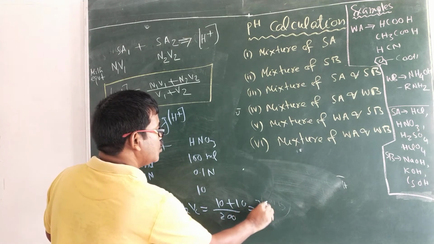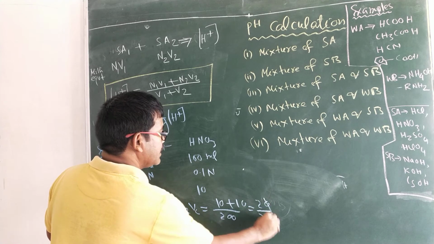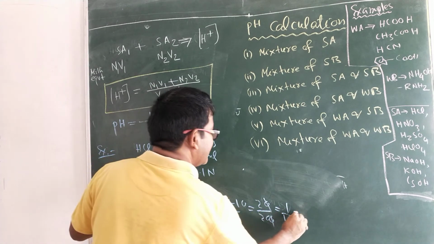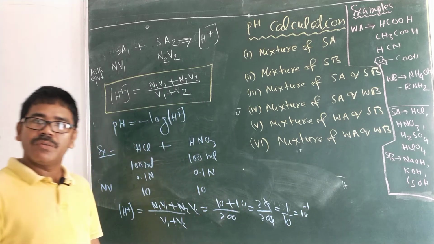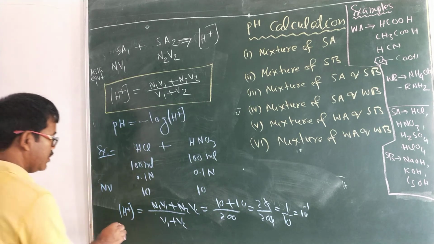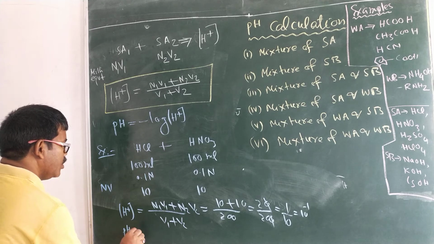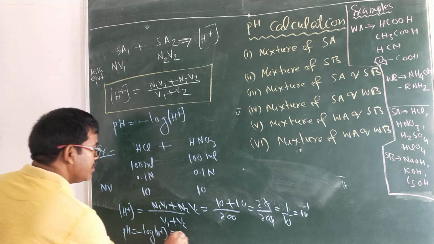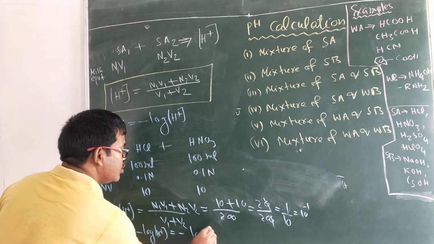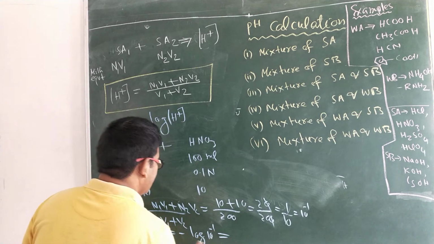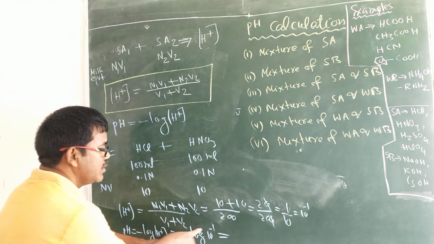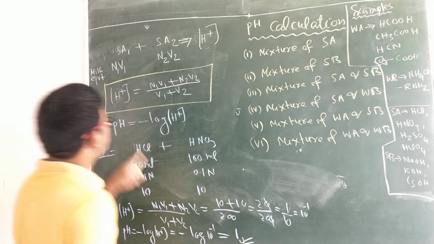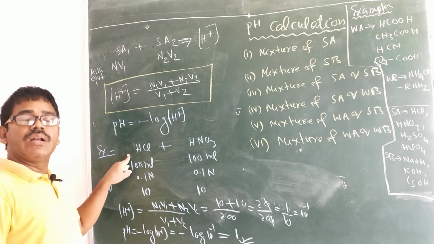Therefore, what we are getting? 20 by 200. Cancel. We are getting 1 by 10. That is nothing but 10 to the power minus 1. Therefore, pH equals minus log of H plus ion concentration, nothing but minus log of 10 to the power minus 1. The minus 1 will come forward, and this minus will become plus. It will be 1. Answer will be 1. The pH of this resulting mixture will be 1.